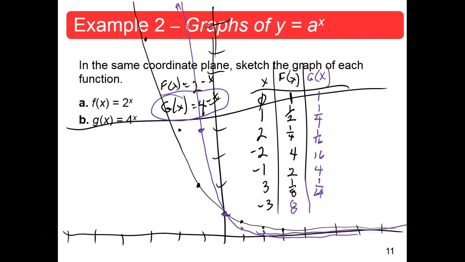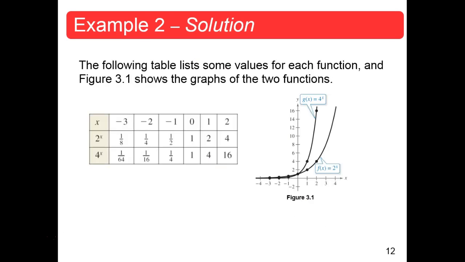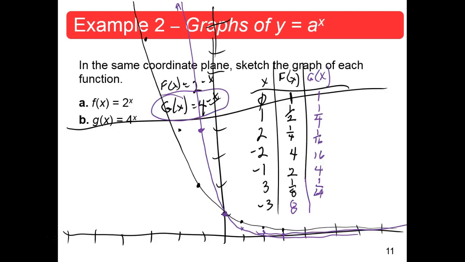Okay? So you see how it looks when you have a minus x there. It just flips everything across the y-axis from what we had before. There's what we had when you had 2 or 4 to the positive x. Here's what we have when you have 2 or 4 to the negative x. Make sense? All right. These two functions are reflections of each other across the y-axis. Okay.